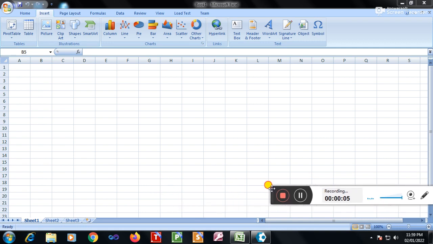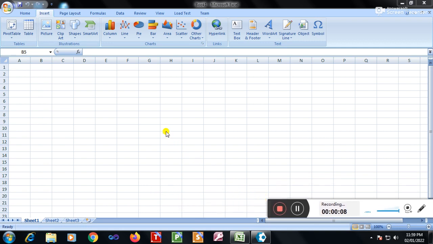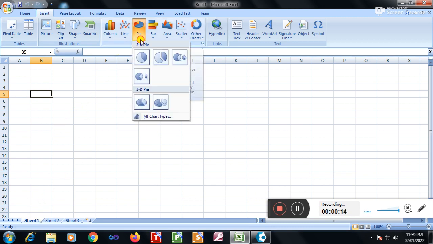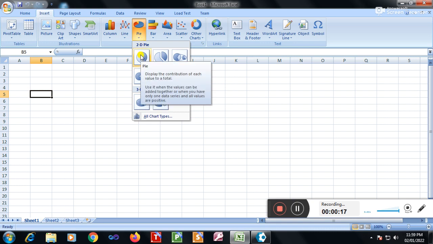Today I will discuss another topic on Excel worksheet, and the topic is how to draw a pie chart, a 2D pie chart. Here the definition tells how to use a 2D pie chart. Use it when the values can be added together, or when you have only one data series and all values are positive, that is, non-negative data.